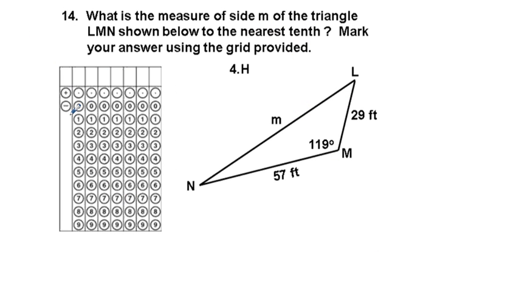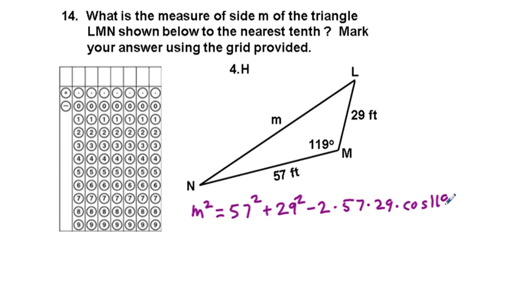Okay, last problem is 14. What is the measure of side M of the triangle LMN shown? Now, that's like one of the problems we did earlier. I think it was problem 6, if I'm not mistaken. Well, that's going to be M squared equals 57 squared plus 29 squared minus 2 times 57 times 29 times cosine of 119 degrees.